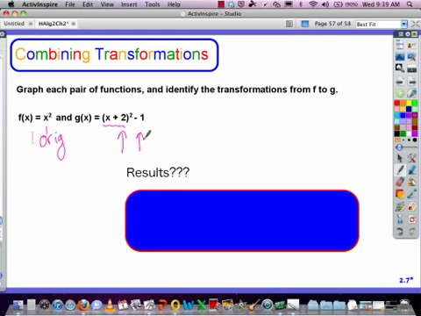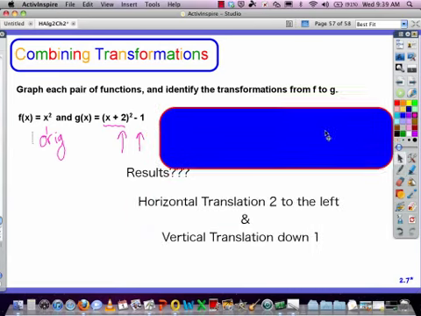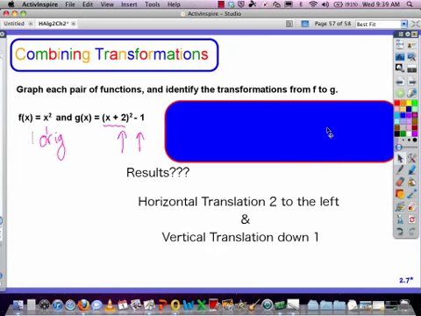So what kind of move would you see if you didn't graph it? We have a positive value being added with the x, and then we have a -1 outside. So ask yourself, or graph if you're still working on memorizing them. Did you get over a horizontal translation 2 to the left and a vertical translation down 1?